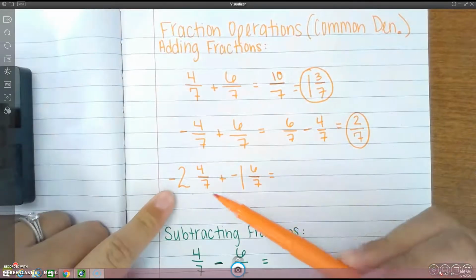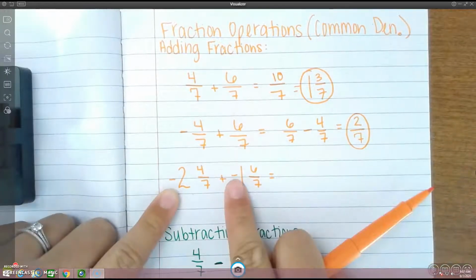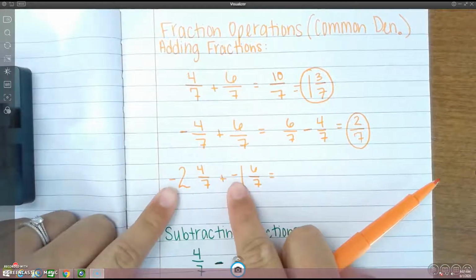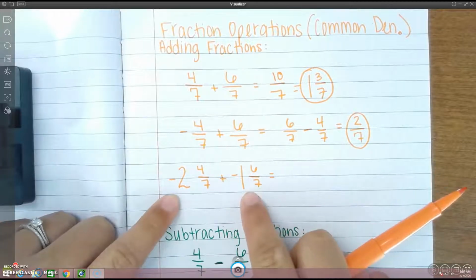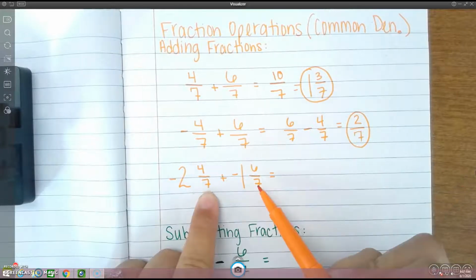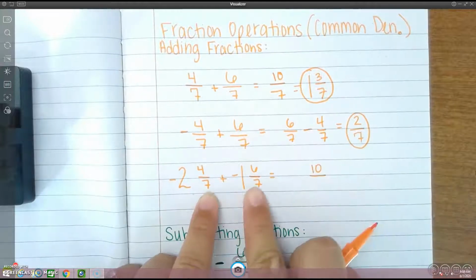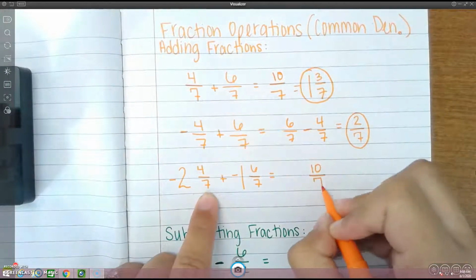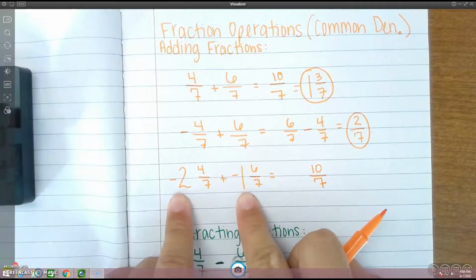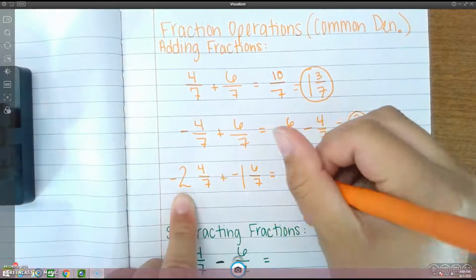So we have a negative 2 and 4/7 plus a negative 1 and 6/7. So again, we have our integer rules. We're adding two negatives. So since they are the same sign, we are actually going to add these together. You are going to start with the fraction itself, so don't look at the whole numbers yet. So when we take 4/7 plus a 6/7, add your numerators, so 4 plus 6 is 10. Keep your same denominator of 7. And then we're going to take a negative 2 plus a negative 1. So negative 2 plus negative 1 is negative 3.